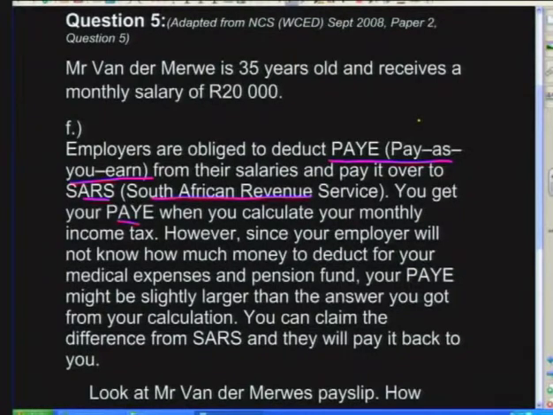You get your PAYE when you calculate your monthly income tax. Now, however, since your employer will not know how much money to deduct for your medical expenses and pension fund, your PAYE might be slightly larger than the answer you get from your calculations. So you can claim this difference from SARS and they pay it back to you.